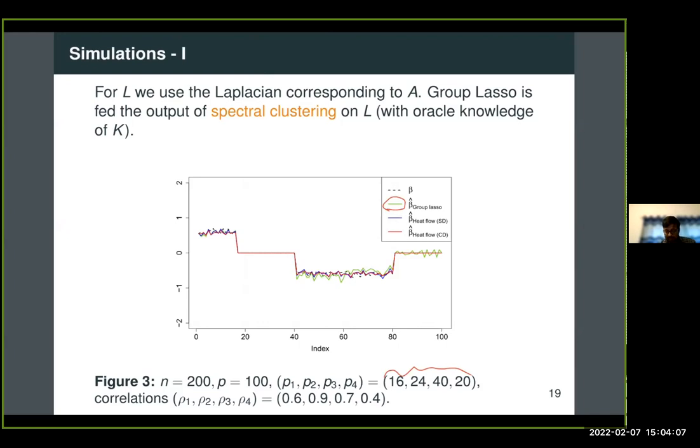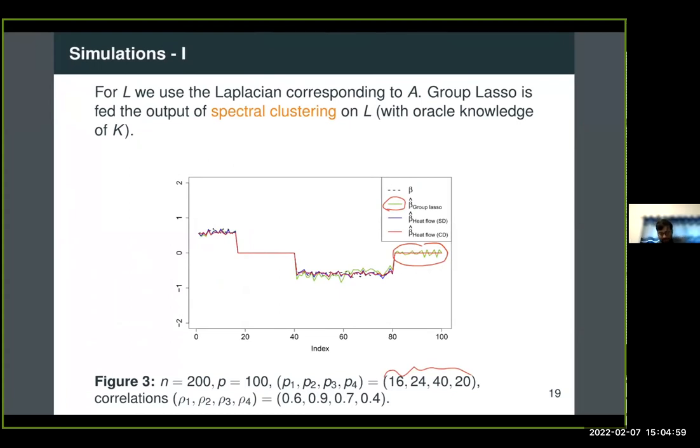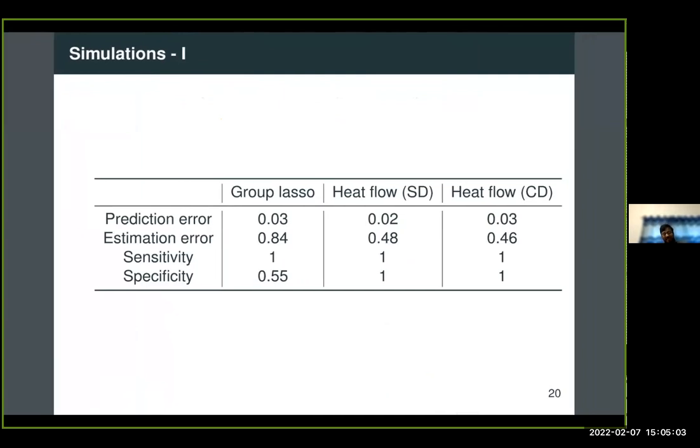The blue line and the red line are basically the proposed penalty. One uses subgradient descent and the other one uses coordinate descent. You can see that both are giving you good results. One drawback of group lasso here is that it doesn't estimate the support very well. Here the signal is supposed to be 0, but the group lasso estimate still has some wiggliness there. Prediction error and estimation error are similar across all three methods, but in support recovery, these penalties work much better than group lasso. When things are 0, group lasso is saying they are not 0. That's why it takes a hit in specificity.